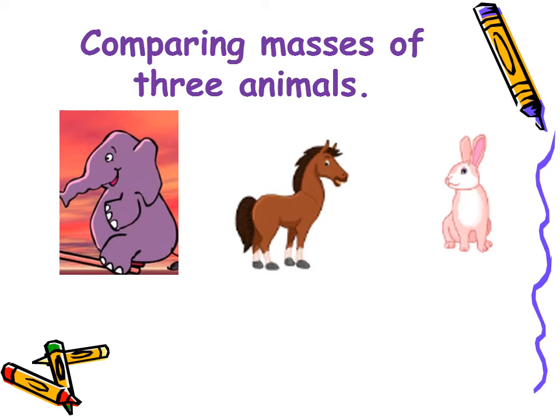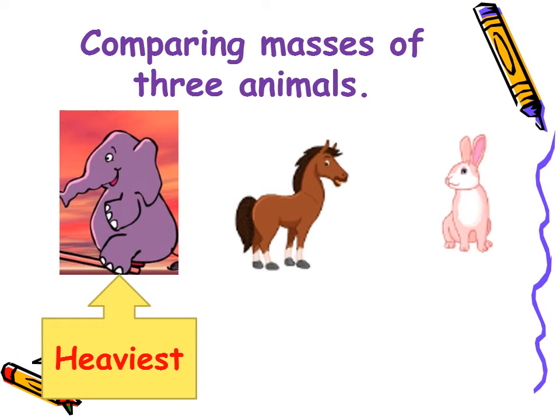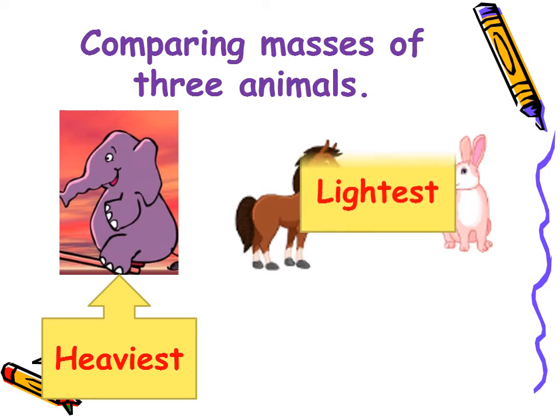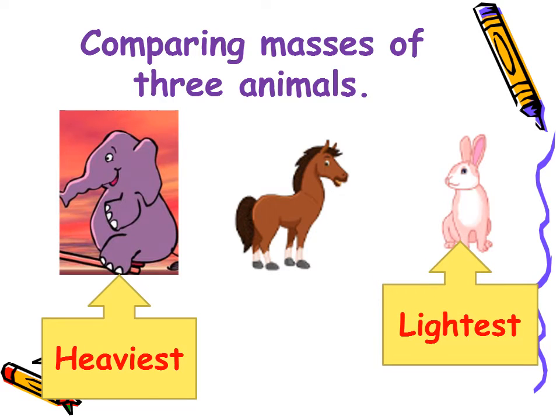Now, which one do you think is the heaviest? Yes, the elephant, it's the heaviest animal in these pictures. And which one is the lightest? The rabbit, it's the lightest. What if I compare between the rabbit and the horse? I can say the horse is heavier than the rabbit, and the rabbit is lighter than the horse. And if I compare between the three animals, I will say the elephant is the heaviest and the rabbit is the lightest.